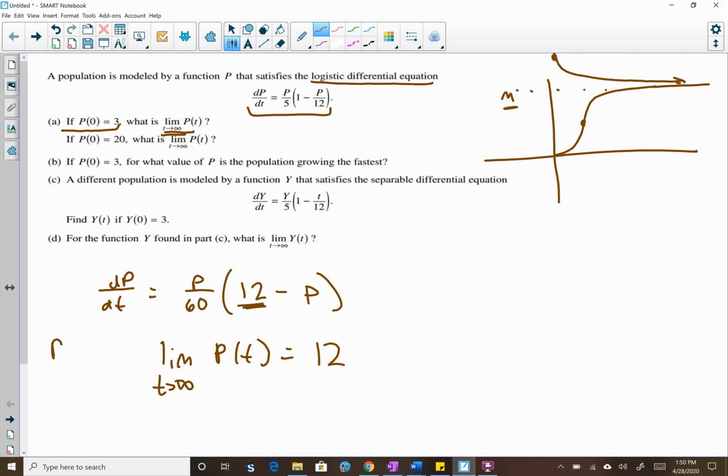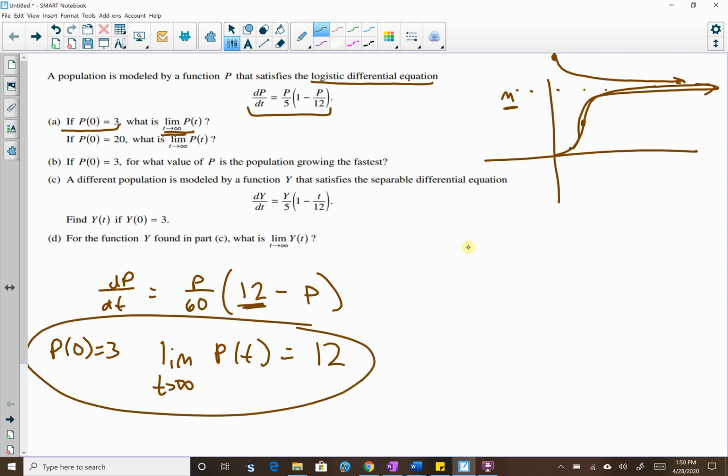Now this is for if P of 0 is 3, right? So if we're at 3, it's going to hit 12. Okay, so there's one answer. Now, if P of 0 is 20, meaning we're above that carrying capacity, that limit's still going to reach that carrying capacity. Limit as t goes to infinity, P of t is still 12.